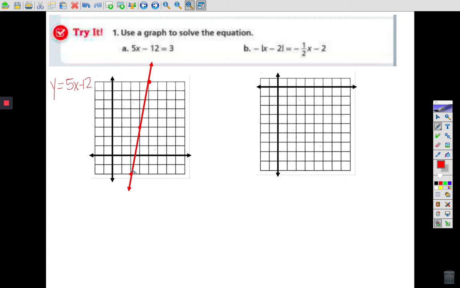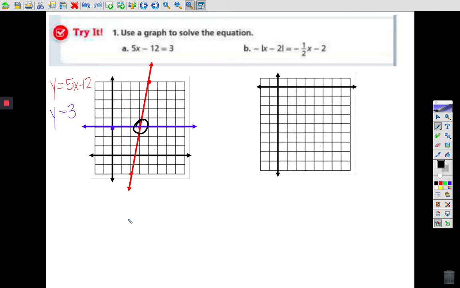Instead of putting it in the calculator, to save us time. All right, then my next equation is going to be y is equal to 3. So 1, 2, 3 is going to be this line right here. So how many times do these two lines intersect? Once. That means I only have one solution.